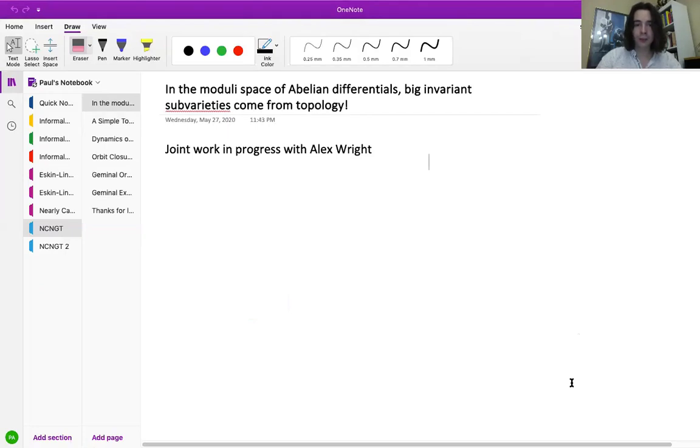All right, hi everyone. My name is Apisa, and today I'm going to speak about, in the moduli space of abelian differentials, big invariant subvarieties come from topology. And this, as it says, is joint work in progress with Alex Wright. I'd also like to thank the organizers right off the bat for inviting me to come join this conference.